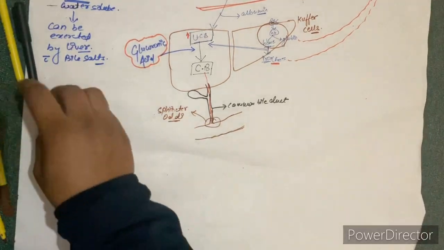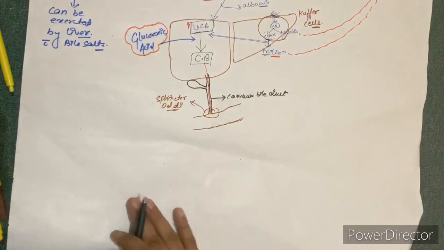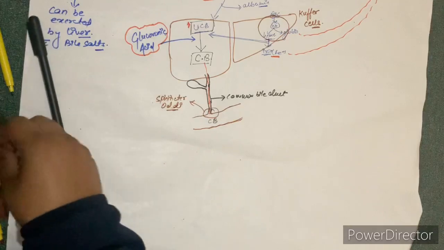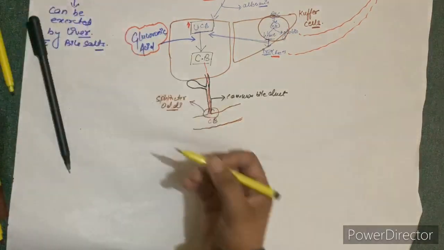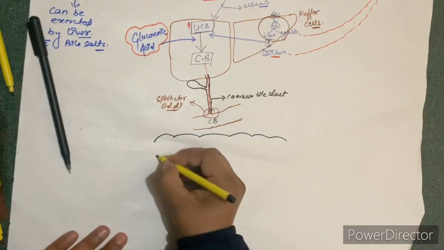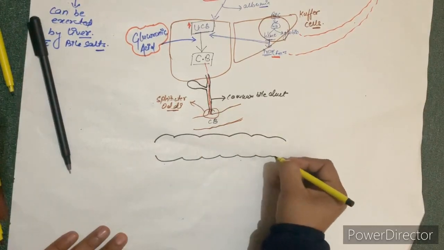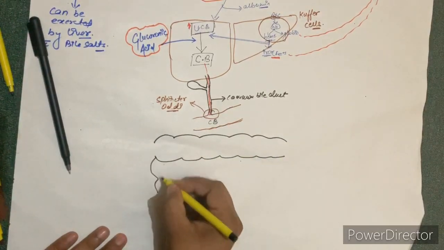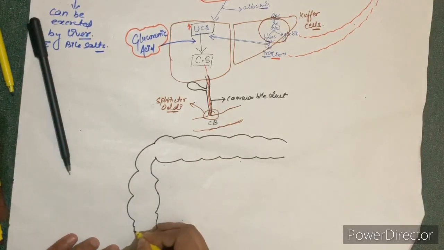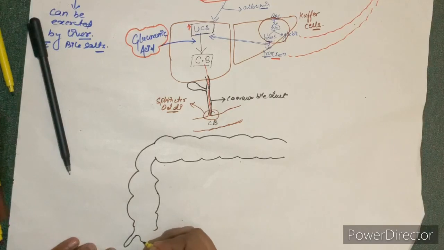So here this is conjugated bilirubin. As you all know, this is water soluble, so it travels in the small intestine. Here I will draw a small part of the large intestine. This is the appendix.